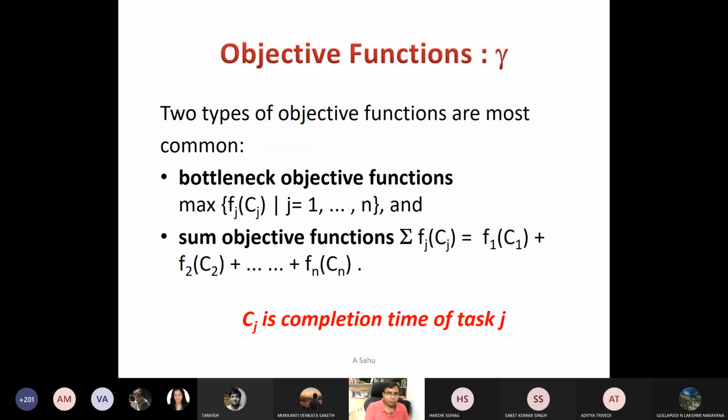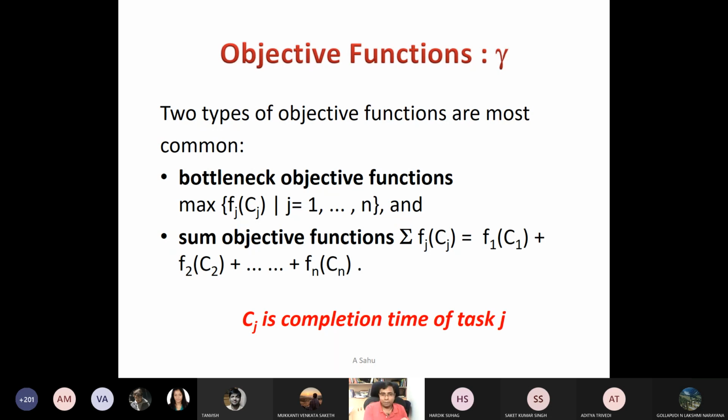And optimization functions. So the last one is optimization functions. Two types of objective functions are most common. One is bottleneck objective functions, max of fj(Cj). If we want to minimize the overall execution time, suppose Cj is the completion time of task j, then we write max of fj(Cj), a function of Cj.